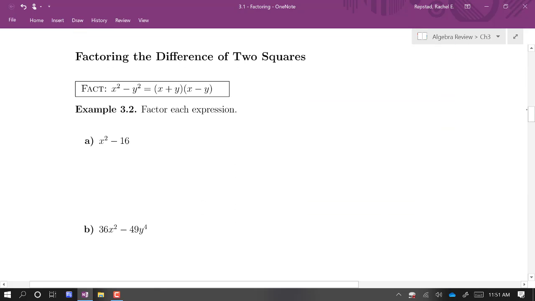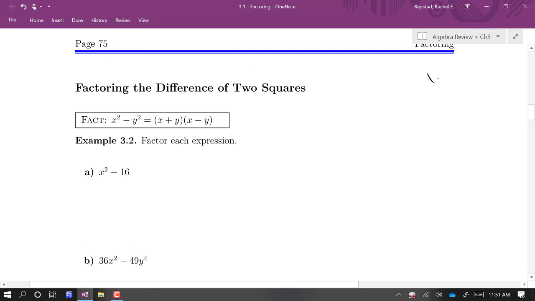All right, the next scenario is factoring a difference of squares. So we start just with a fact. x squared minus y squared will always factor as x plus y times x minus y. Now you can convince yourself that that's true simply by doing the multiplication.